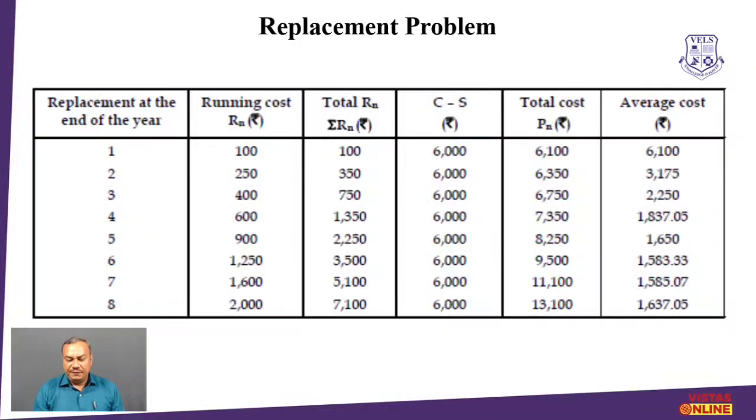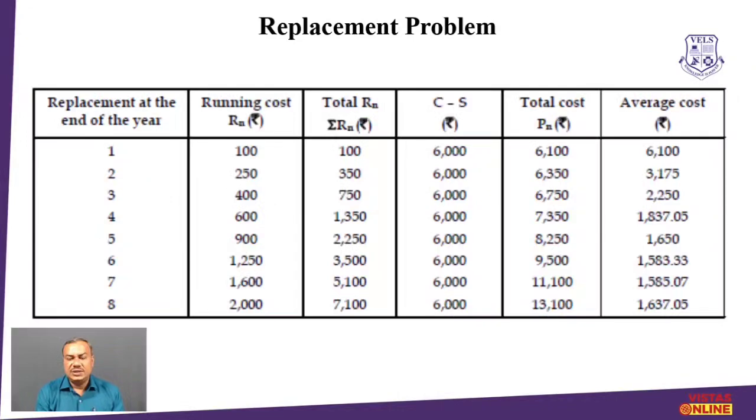Then the fifth column, total cost. How can we calculate the total cost? Total running cost plus depreciation. So we sum the total running cost 100 and depreciation 6000: 6000 plus 100, 6100. For the second year, total running cost 350 and depreciation 6000, so 6350. Similarly, we can calculate till the end of the 8th year.